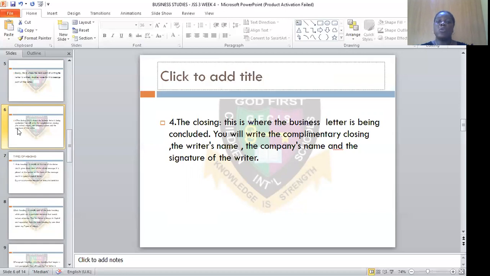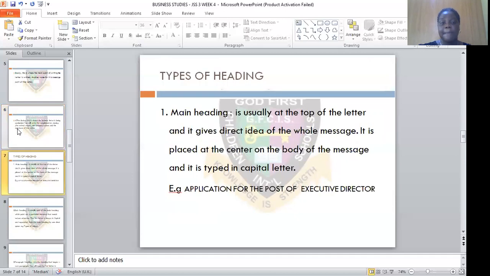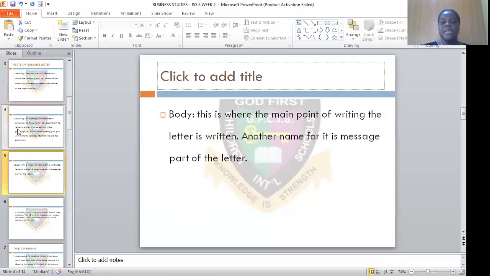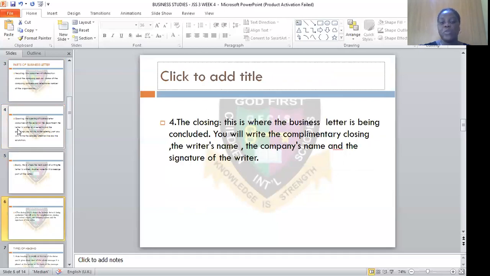This is when you write the complimentary closing, yours faithfully, that you write it there. And you write your name, you write your signature there. Those are the things that will be at the closing. Your name, that is the writer's name and the signature of the writer, having written your complimentary closing. Those are the parts of business letter. Number one part, we have heading, we have opening, we have body, and we have closing.